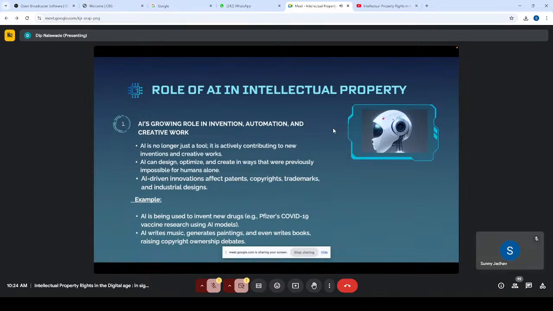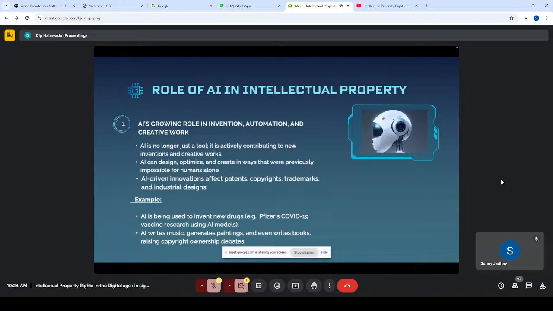But artificial intelligence is no longer just a tool, because it is continuously training itself and developing. It takes commands and prompts, but based on its continuous training, it is continuously evolving too. So it's not just a tool, it is intelligence. It is actually contributing to new inventions and creative work. As I said, it is continuously developing, and it has developed the capability of developing new inventions and creative work too.